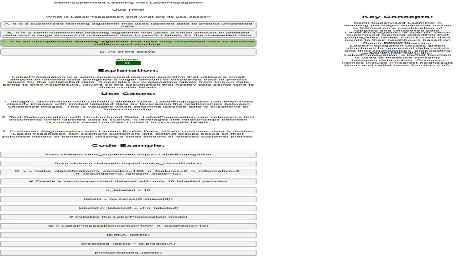C. It is an unsupervised learning algorithm that uses only unlabeled data to discover patterns and structure. This statement is incorrect. Unsupervised learning algorithms work solely with unlabeled data. Label propagation, however, relies on a combination of labeled and unlabeled data, making it a semi-supervised approach.